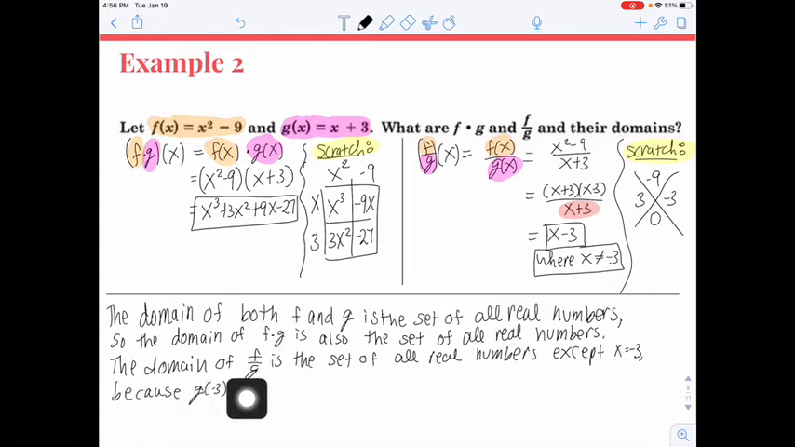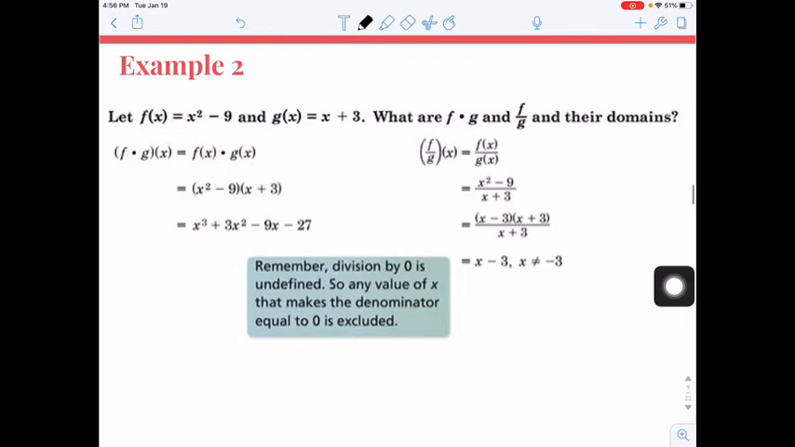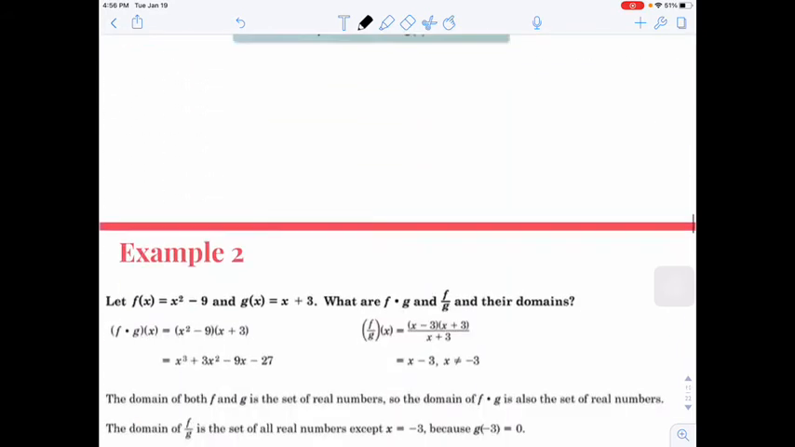The domain of f divided by g, however, is the set of all real numbers except that x equals negative 3. So we can't allow x equals negative 3 to be in our domain, because if we plug in negative 3 to g, we get 0. The work for this problem is written out on the next slide, followed by the explanation of the domains.